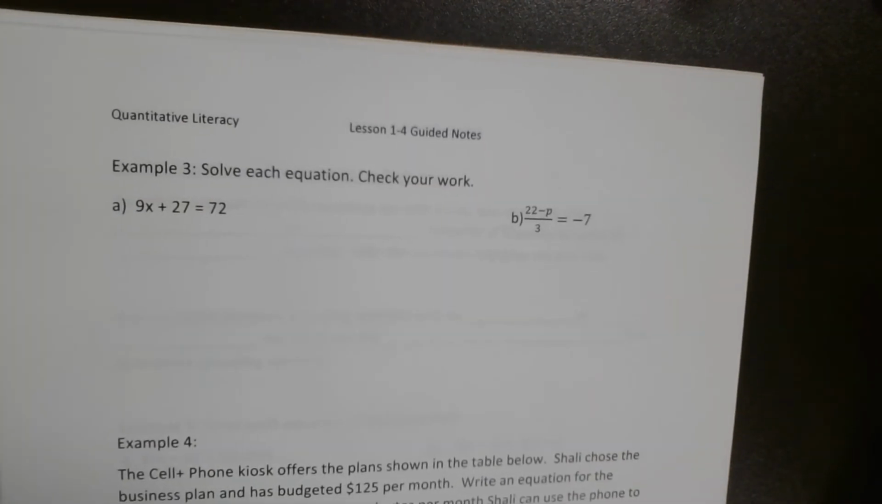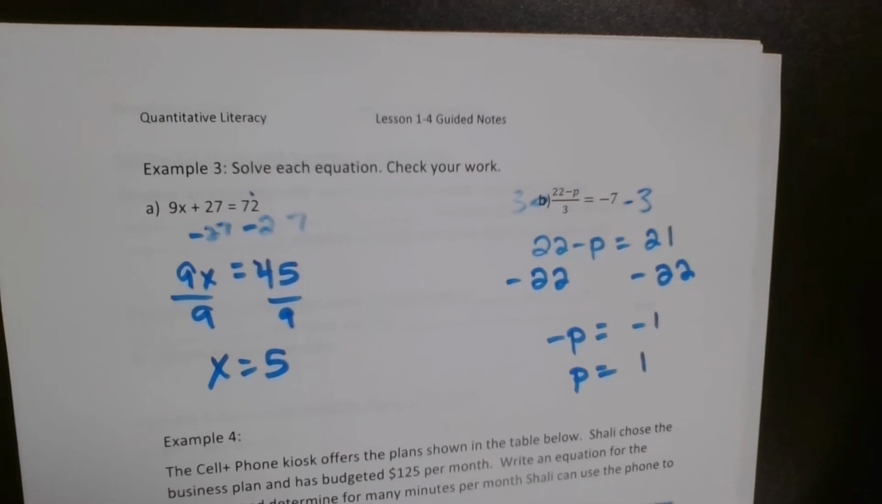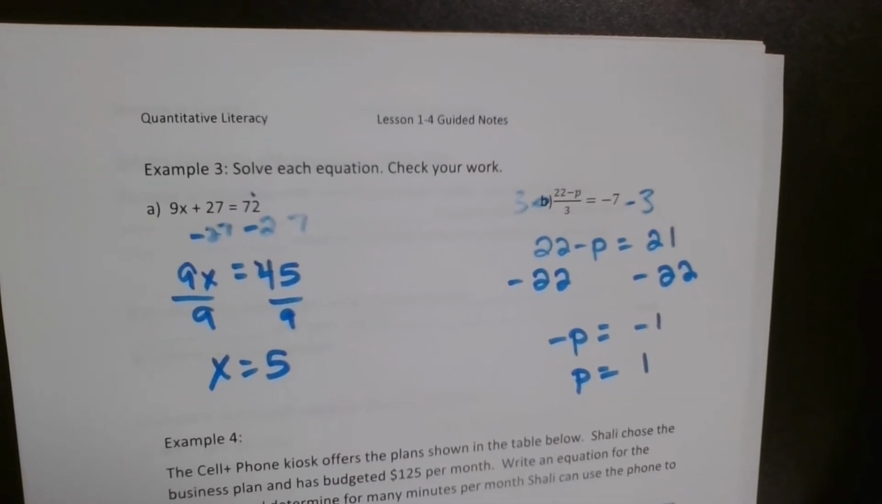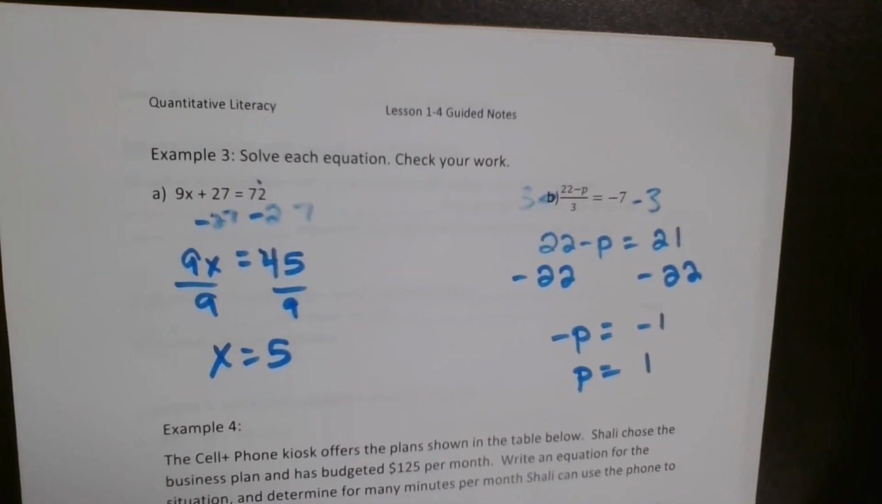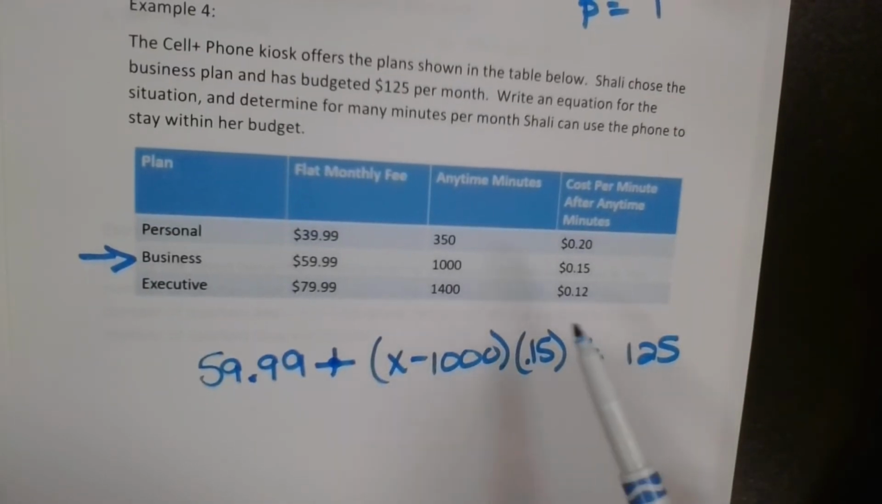So these are multi-step equations. Example 3, A and B. Pause and give those two a try, and then we'll come back and talk about them. So here's your answers for those two example problems. And this is what I wrote for the phone problem.